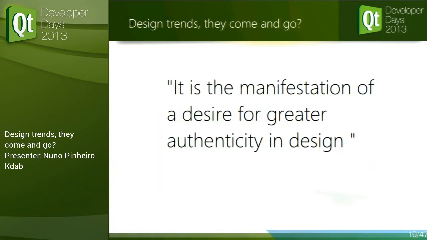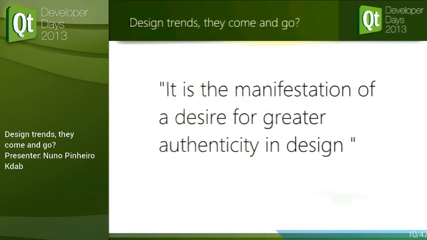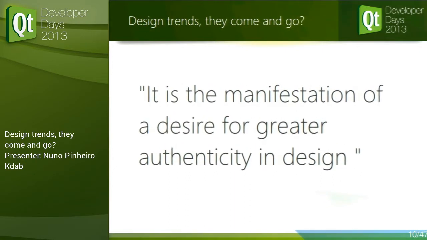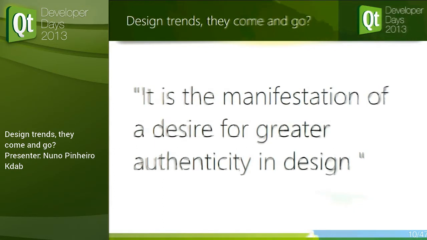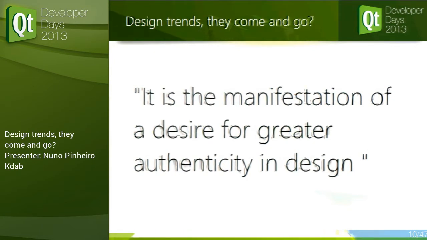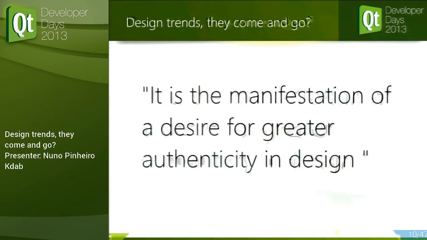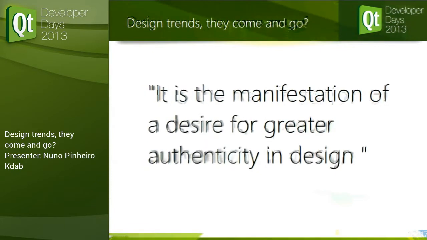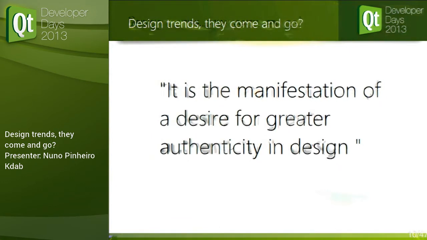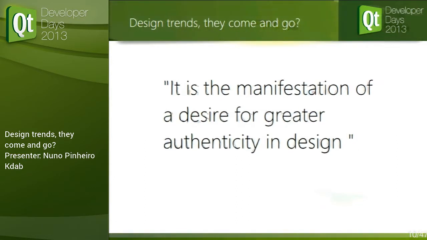So what the article goes on talking about is that this authentic design is a manifestation of a desire for greater authenticity in design. I didn't quite get it, so the other one was fake. But anyway, the way I got it is that what he's talking about here is trying to go more for form follows function and that sort of conversation. So trying to get rid of all the things that are not explicitly needed for the user to understand what the user interface is all about.